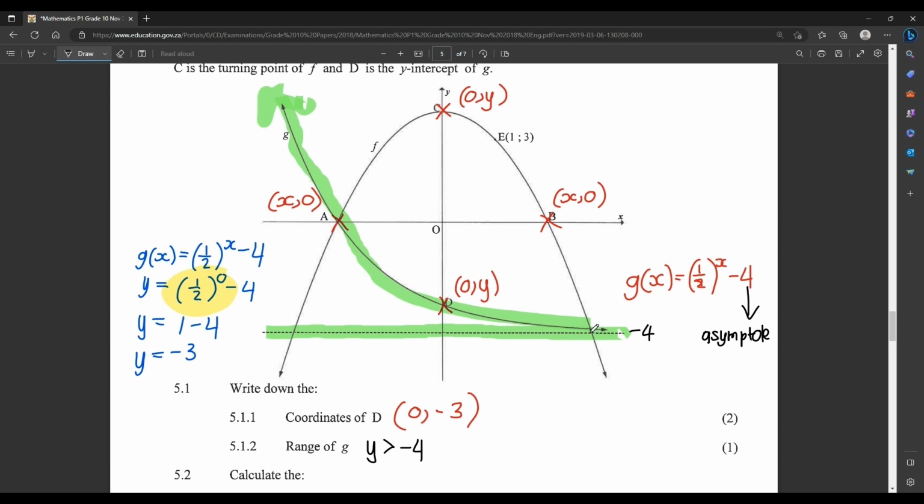So it's all these values. It could be minus 3, could be minus 2, and it could be any of these values up here. So 1, 2, it just keeps going to infinity. So our range is just everything bigger than minus 4.